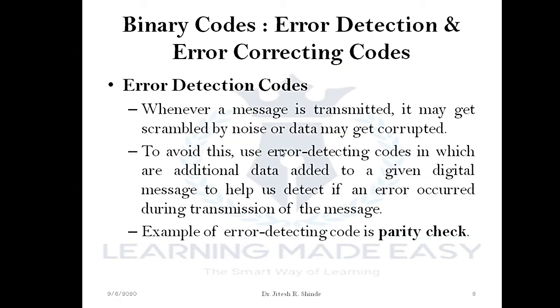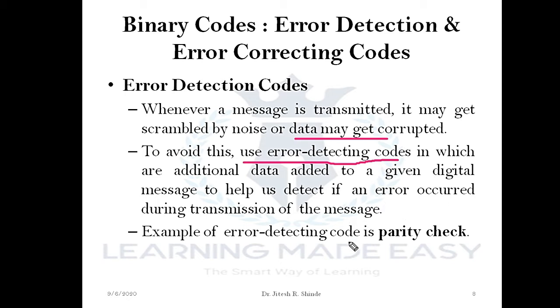Error detection code. Whenever the message is transmitted, it may get scrambled by noise. The noise may be inherently present in the circuitry, or it may occur due to some type of crosstalk. In the process, the data transmitted may get corrupted. To avoid this, we use error detecting codes, in which additional data is added to a given digital message to help us detect if an error has occurred during the transmission of the message.